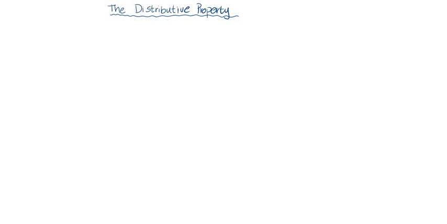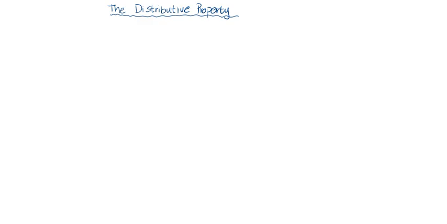Hi everyone and welcome back, and we're looking at the distributive property. So to distribute, what that actually means is that you have something and you want to give everyone the same thing. Okay, so one for everyone.